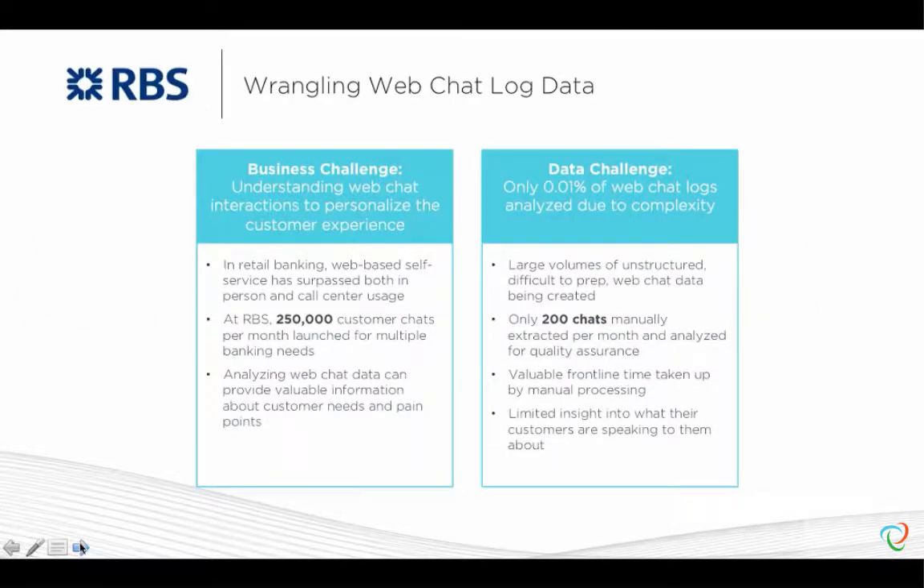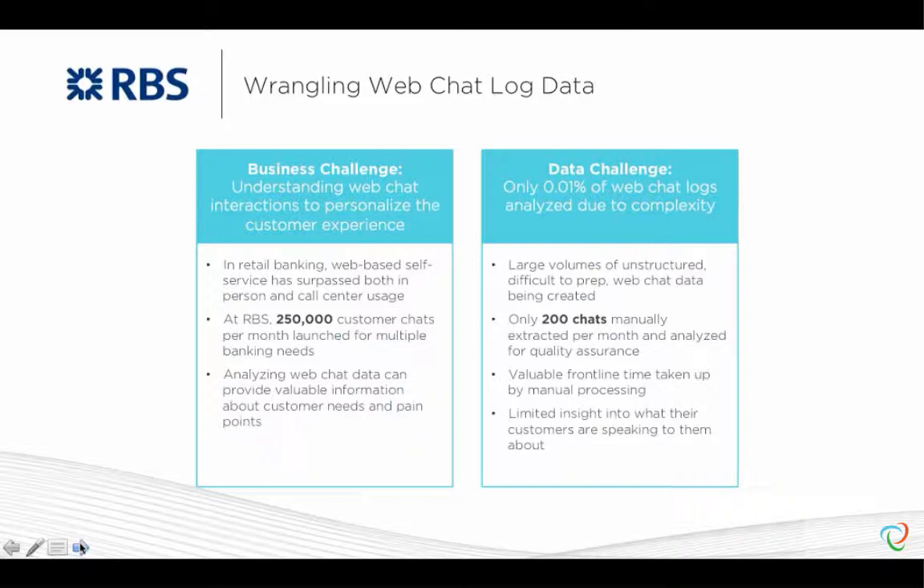So focusing in on Royal Bank of Scotland, their particular Customer 360 use case is centered around working with web chat data. And so the business challenge, and one of the things that the group at RBS likes to tell us, is that they wanted to personalize their customer experience. And in order to do that, they need to understand all of the interactions that customers are having with the bank. The particular data point for RBS is that customers were launching at least 250,000 chats per month. That's a lot of web chats.